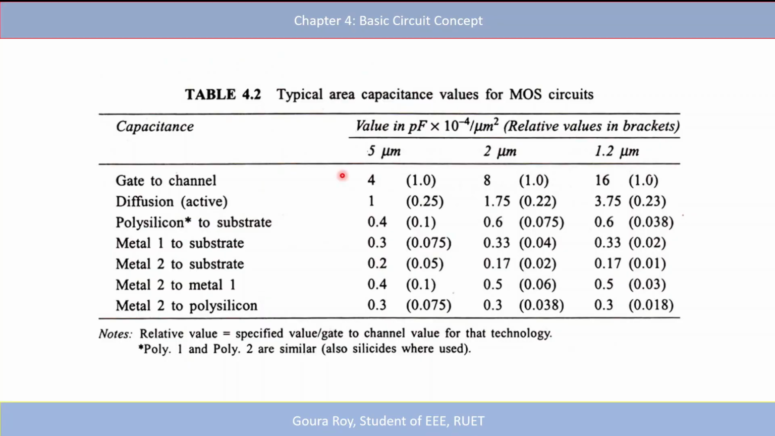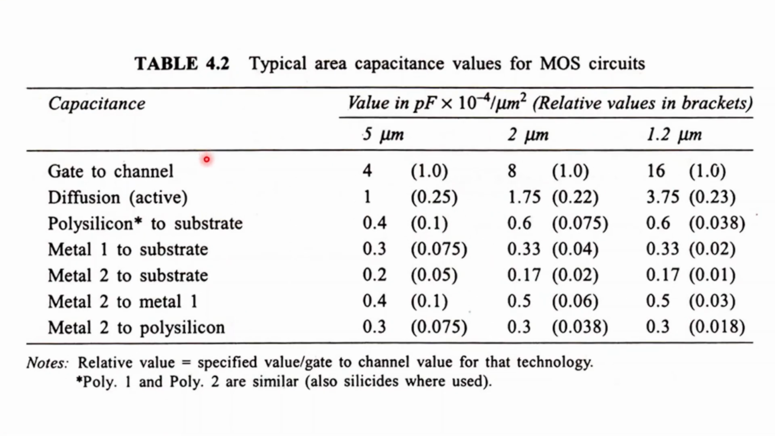This table shows the area capacitance of MOS circuit. The capacitance from gate to channel is 4 into 10 to the power minus 4 picofarad per micrometer square for 5 micrometer technology, 8 into 10 to the power minus 4 picofarad per micrometer square for 2 micrometer technology, 16 into 10 to the power minus 4 for 1.2 micrometer technology.